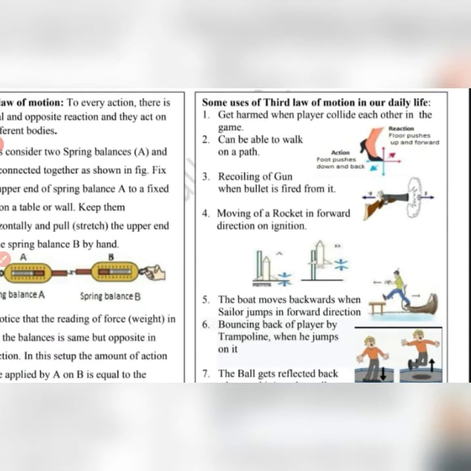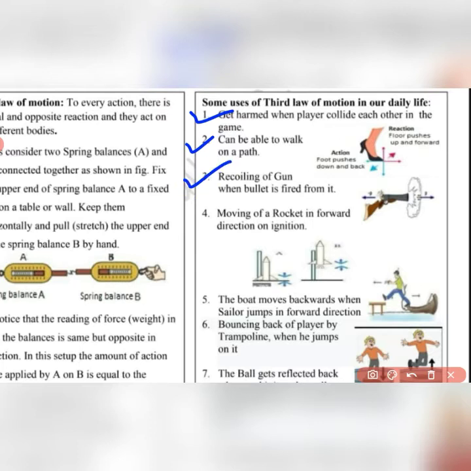Some more examples of the third law of motion we can see here. First, players get harmed when they collide with each other, as we commonly see during a hockey game or football. Second, we are able to walk on the path. When we are walking on the floor, our foot is pushing the floor downwards and backwards, and in turn the floor or the earth pushes the foot in the upward and forward direction. So there are two forces acting in opposite directions.